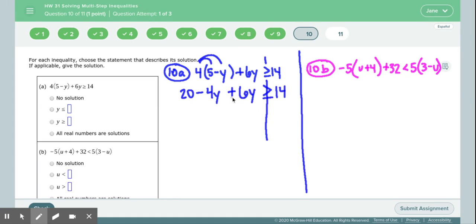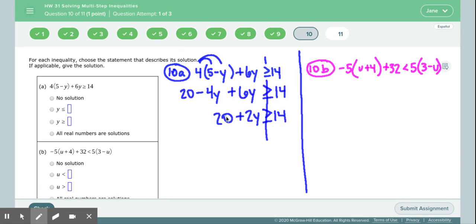All right, now when I find my variables, they're on the same side, so I need to combine them. I only do opposite when I take my variable or another number to the opposite side. Since they're on the same side, I would just type into Desmos, what is negative 4 plus 6? And that's going to give me positive 2y, and then I still have the 20 out in front. And then this is still greater than or equal to 14.